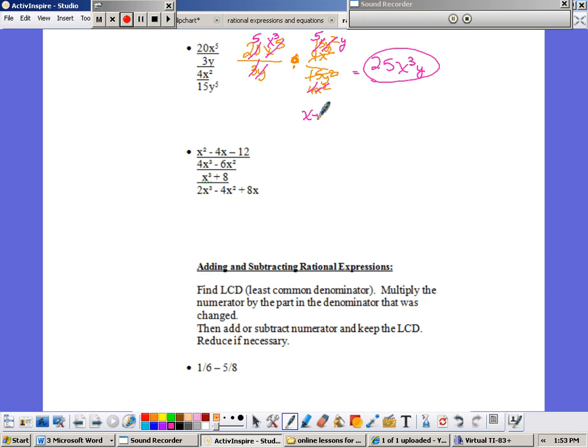Restrictions. X cannot equal 0 because 4x squared cannot equal 0. And y cannot equal 0 because 3y cannot equal 0.